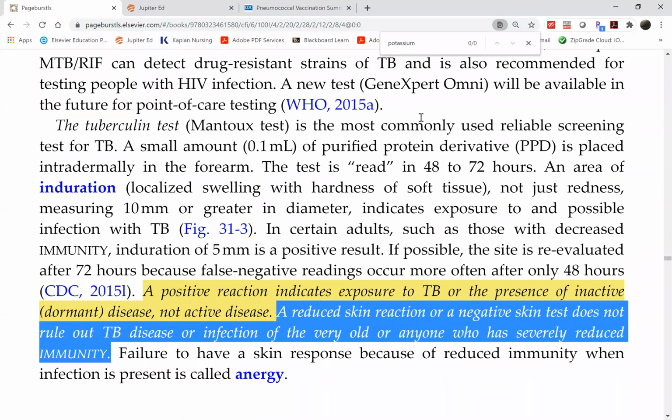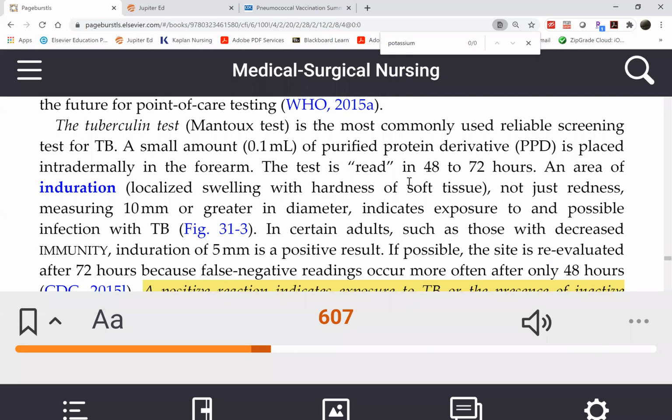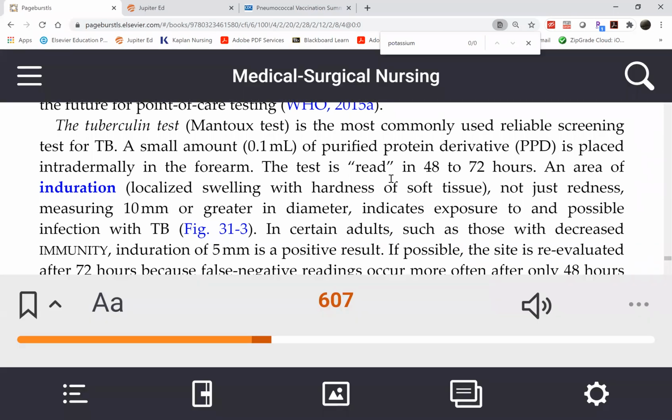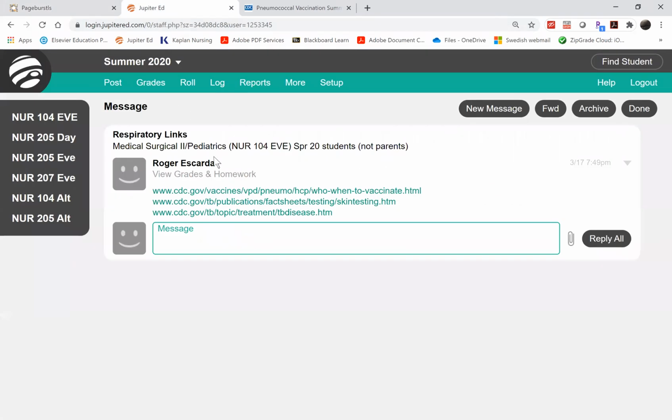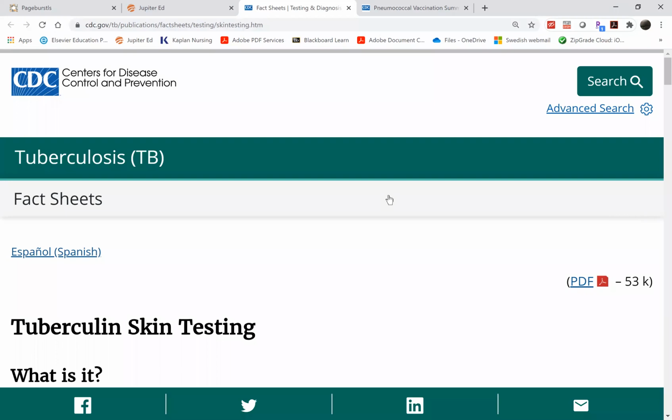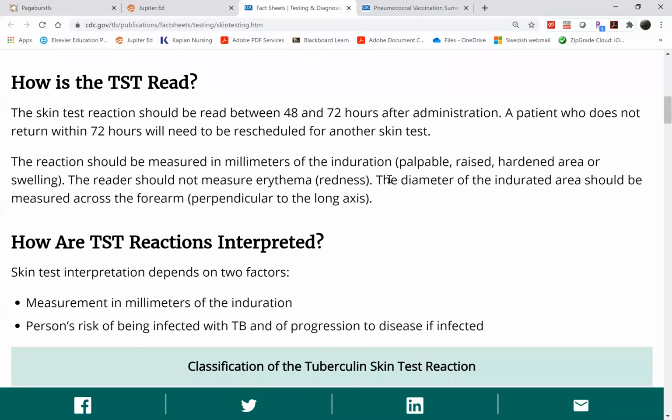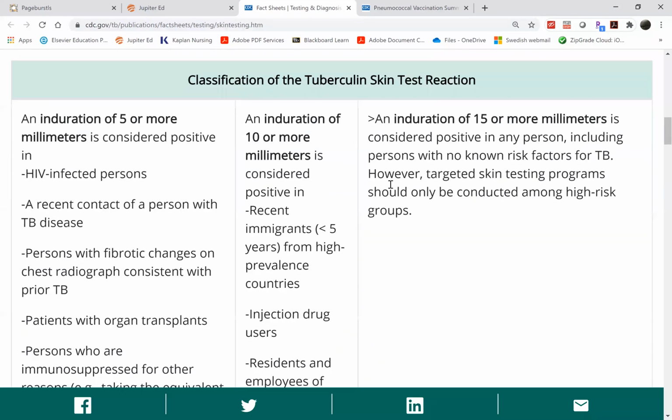Another thing here is, how do we read it? We have another CDC chart. I'll send this to you again later. So we will divide people into 3 groups. A PPD test is positive in any of these 3 groups.